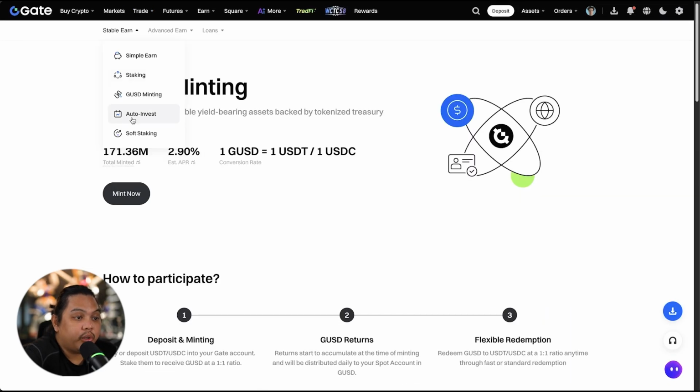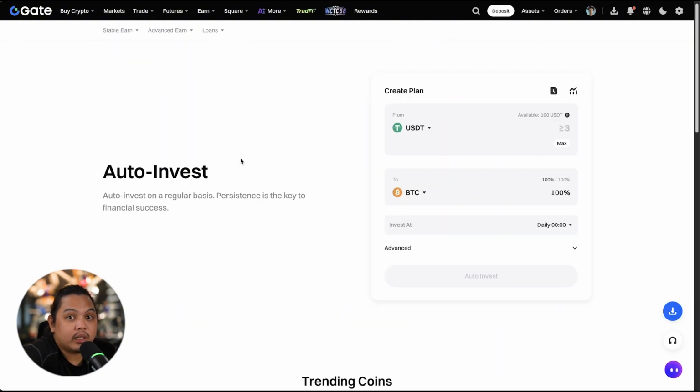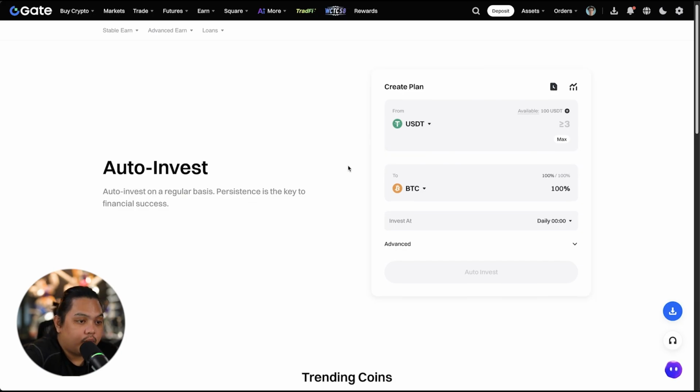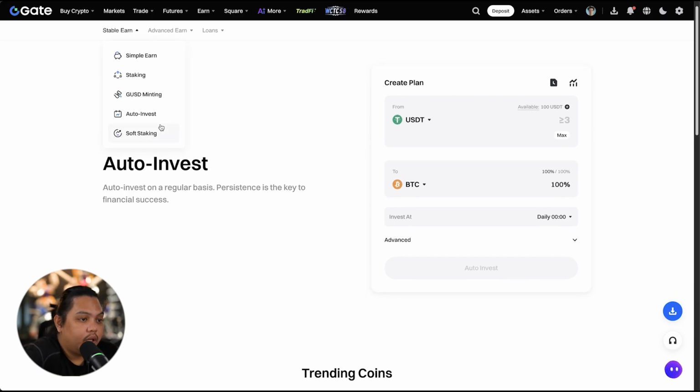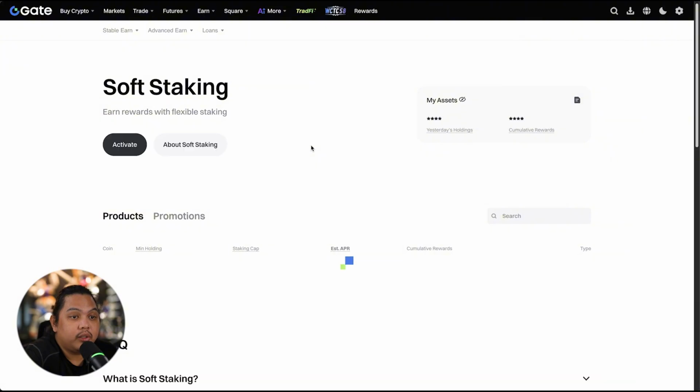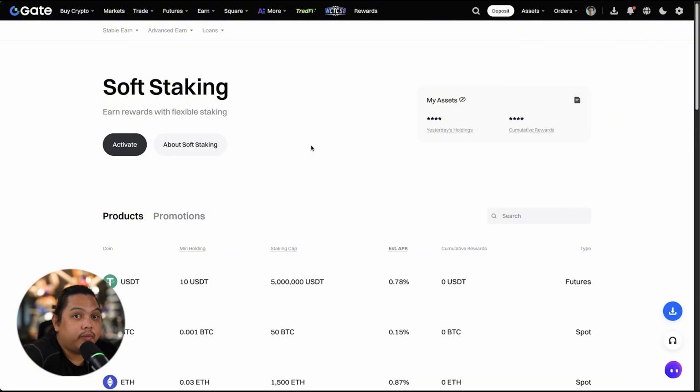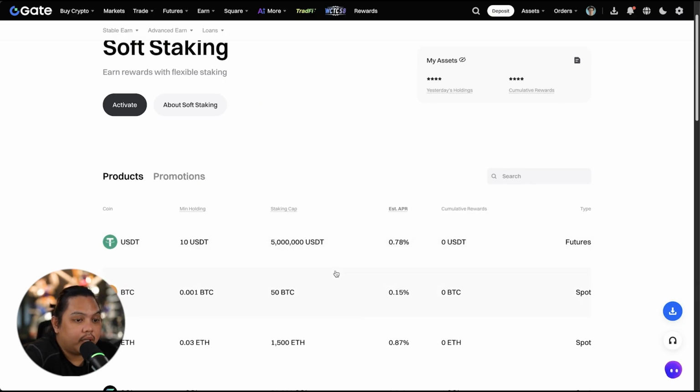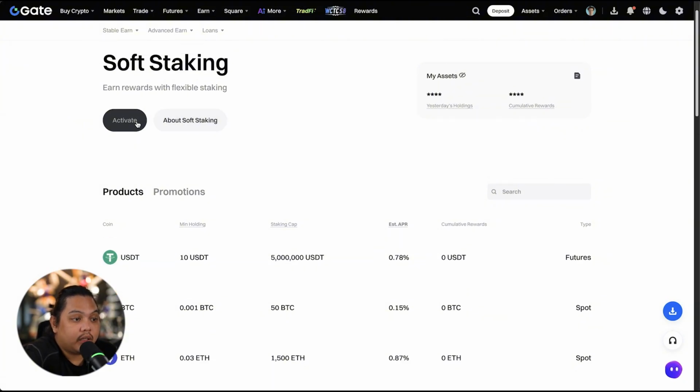They also have Auto Invest, also known as DCA, wherein you can create a plan to buy on different intervals on a regular basis. They also have soft staking, wherein your idle trading funds like USDT or other coins earn a reward. For example, here, if you have idle USDT, you can have 0.78% APR, and then you can activate it over here.